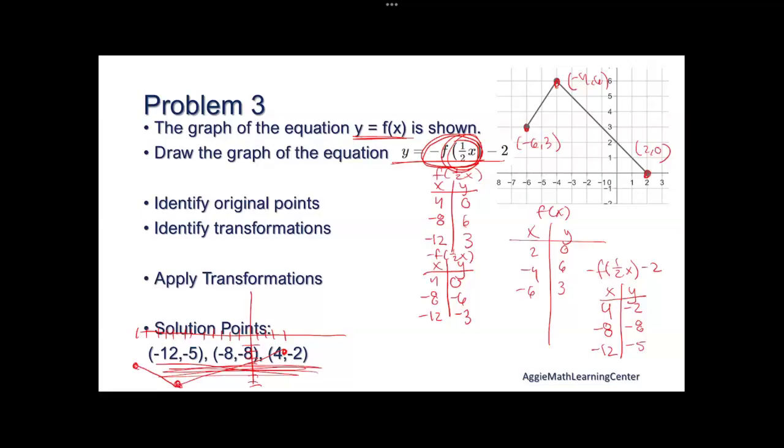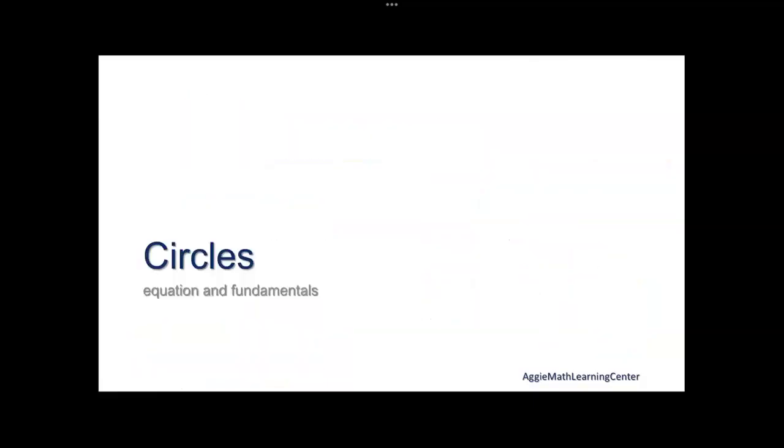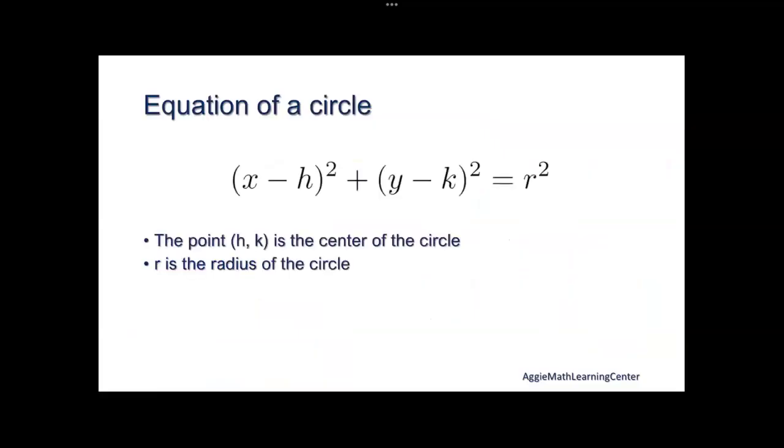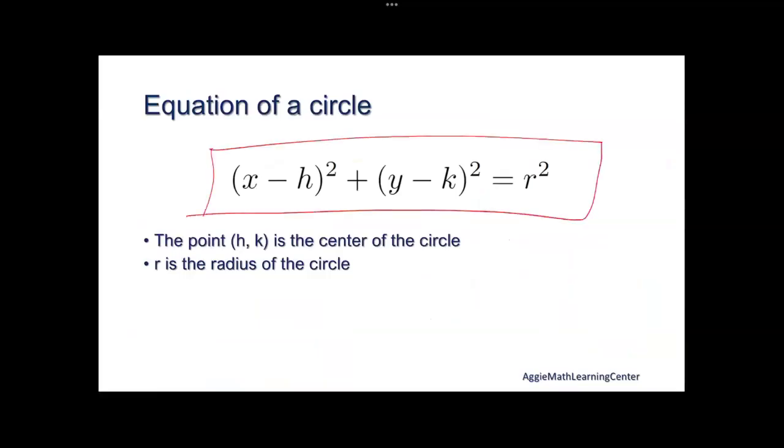Any questions on that? Okay, cool. Then we will move on to circles. Yay, I love circles. Okay, so we're going to talk about the equation, stuff you can expect. The typical equation of a circle is (x minus h) squared plus (y minus k) squared is equal to r squared. Okay? And this is where the point (h, k) is the center of the circle. So h is the x coordinate of the center of the circle, and k is the y coordinate of the center of the circle. And then r is the radius of the circle.